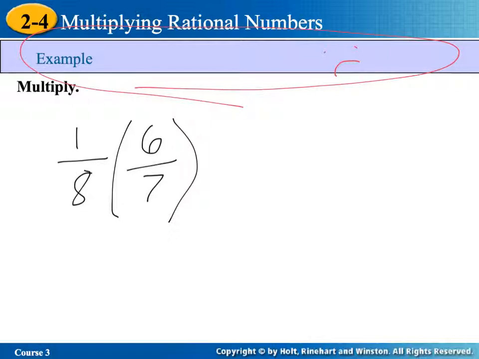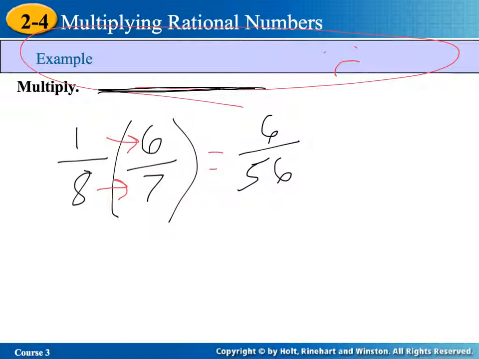I'm going to show two ways to do this. The very first way is multiplying straight across. If you multiplied straight across, we would get 6 over 56, because 6 times 1 is 6, and 8 times 7 is 56. Now, remember, we always need to get things in simplest form. Even though it doesn't say it up here, write it in simplest form.